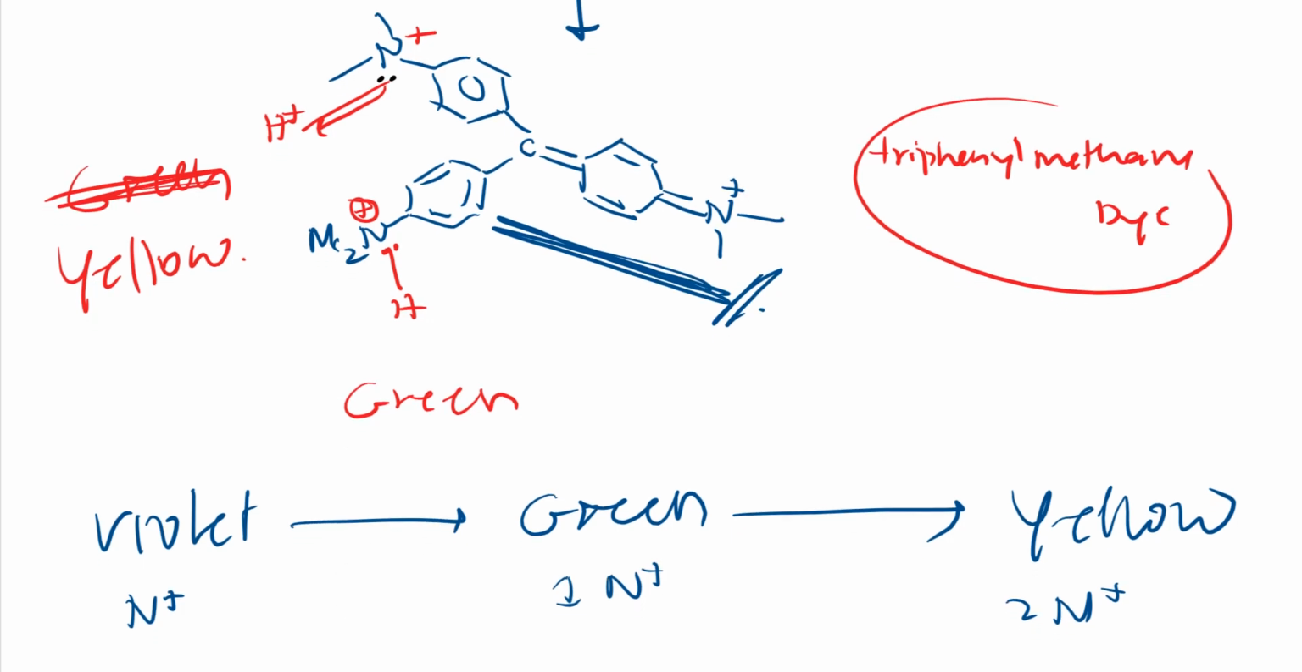So this is how, because of adding this excess of H plus, there will be a resonance inhibition like structure. So this violet color will convert into green, and then from green it will convert to yellow color, right? I hope you understood it.